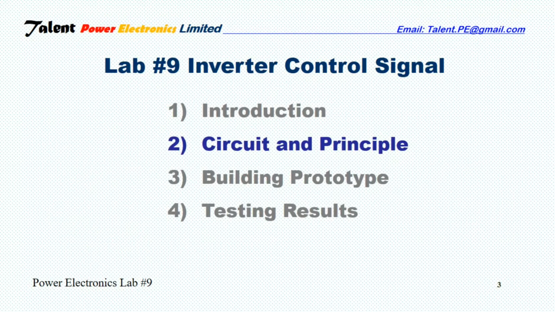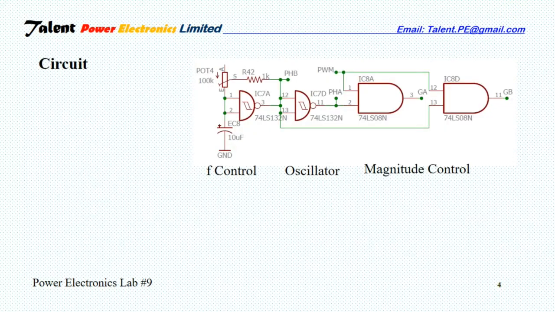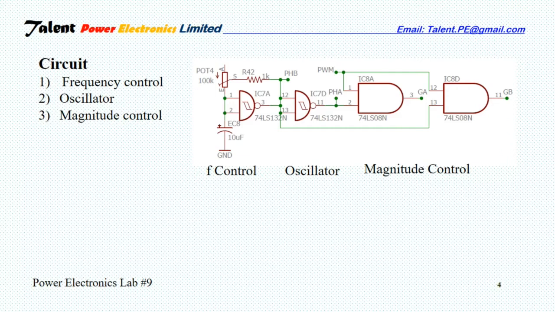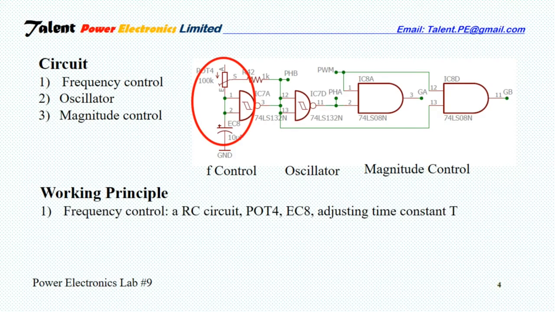Now let's look at the circuit of the prototype and its working principle. The prototype consists of three portions: 1. Frequency control, 2. Oscillator, 3. Magnitude control. Here are the working principles of each portion. 1. The frequency control is done by RC circuit, POT4 and EC8. Adjusting the value of the potentiometer, the time constant changes along, which will determine the frequency of the output signals.